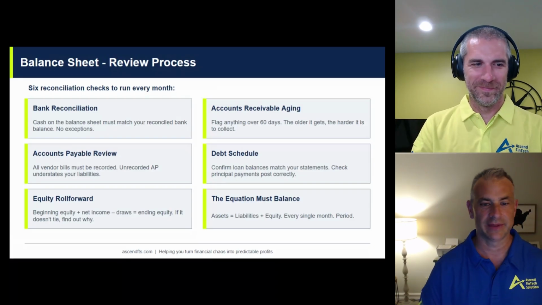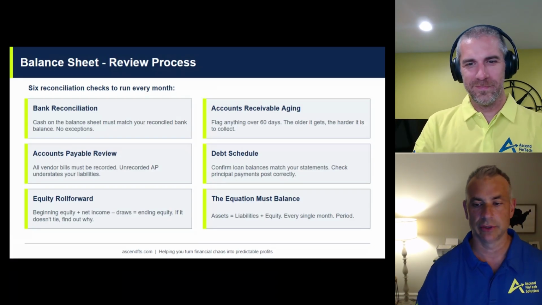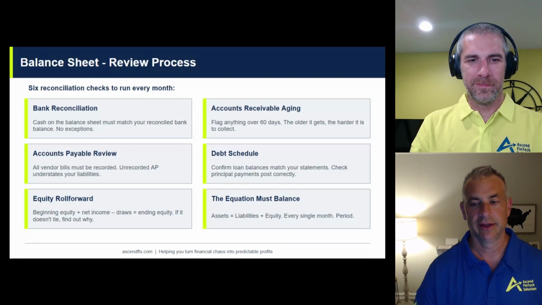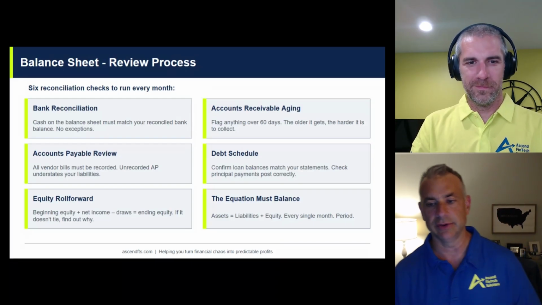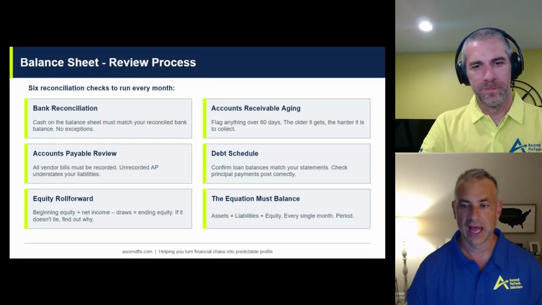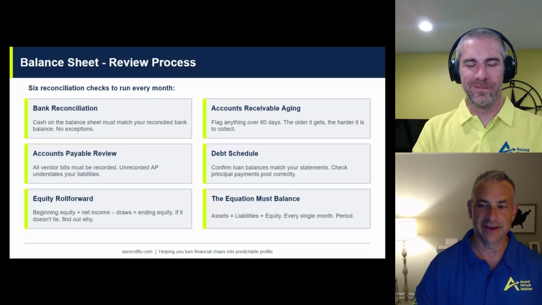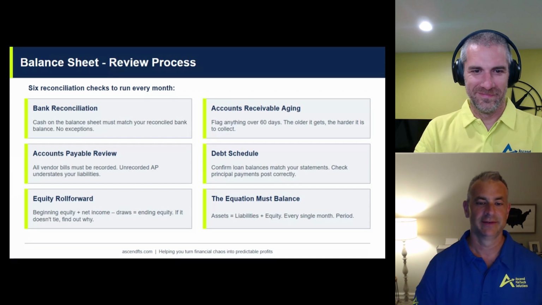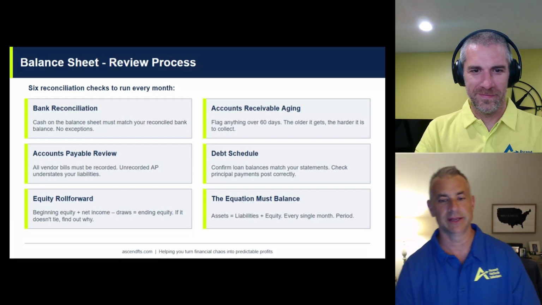Debt schedule, that's kind of straightforward. Just making sure that, similar to your bank reconciliation, the debt that you're showing matches the statement you get from your lender and what you're showing on your balance sheet. And then obviously, in accounting, the equation must balance: assets equal liabilities plus equity.